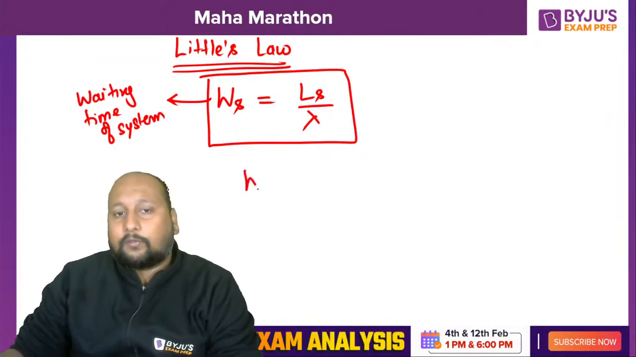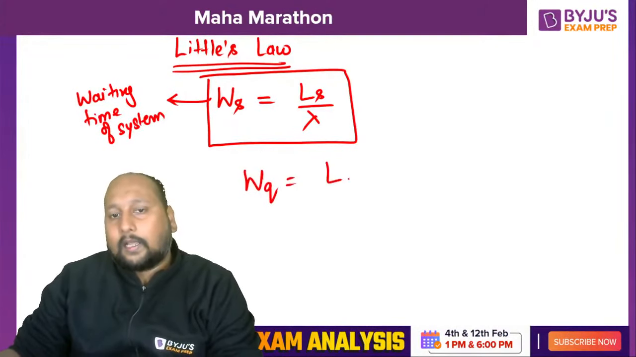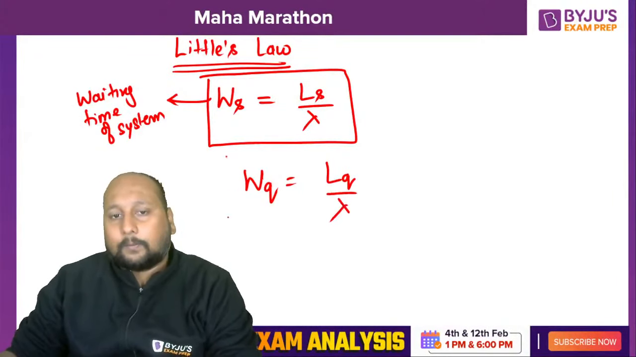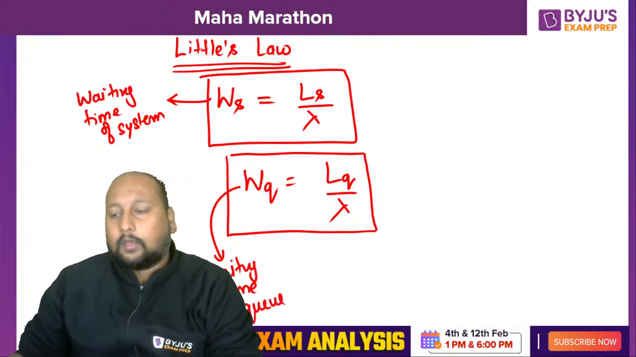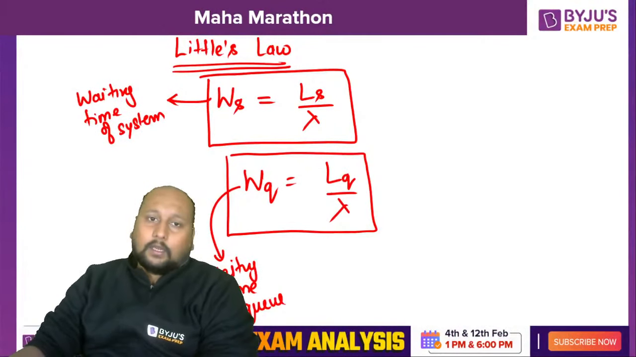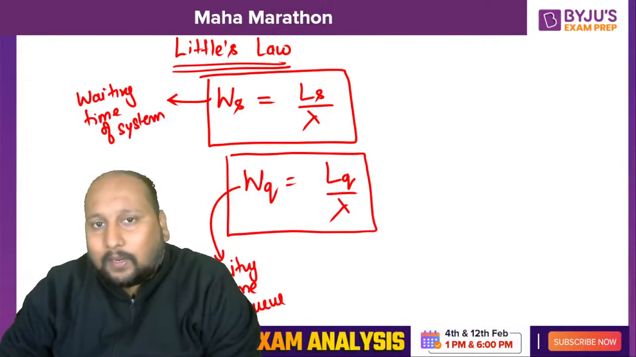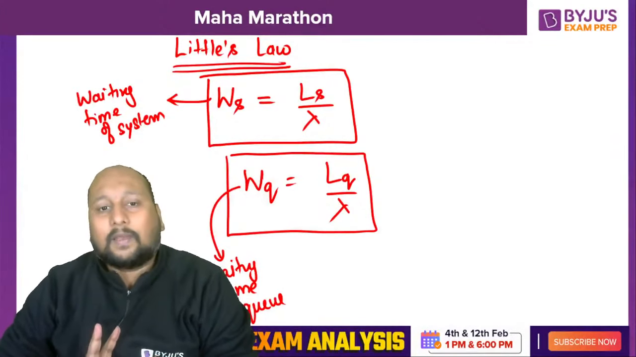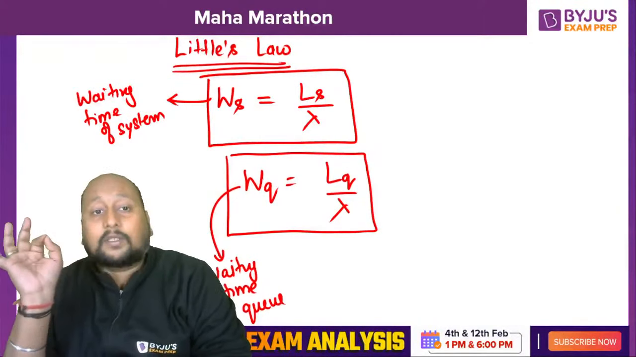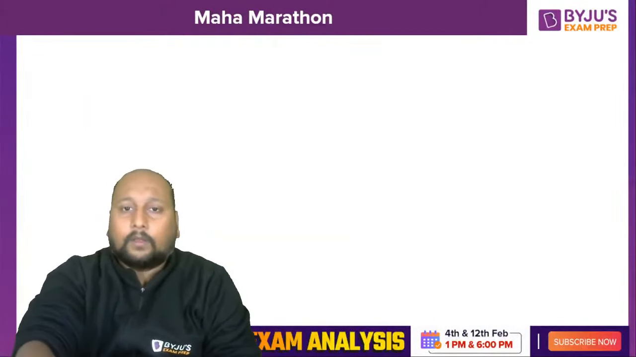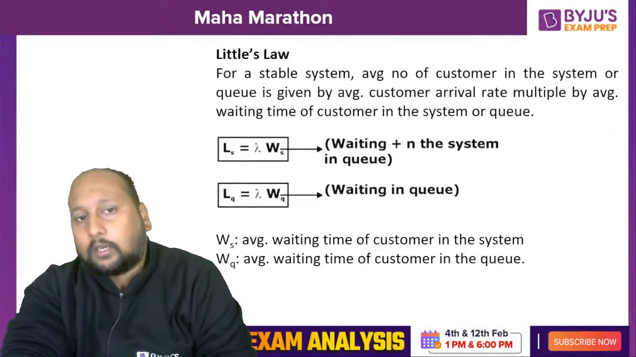Similarly, if I want to calculate the waiting time of the queue, that is the length of the queue divided by the arrival rate. This is the waiting time in the queue. Very important, because again I'm repeating, questions are repeatedly asked on the length of the system, length of the queue, waiting time of the system, or waiting time of the queue. Fine, this is Little's law.